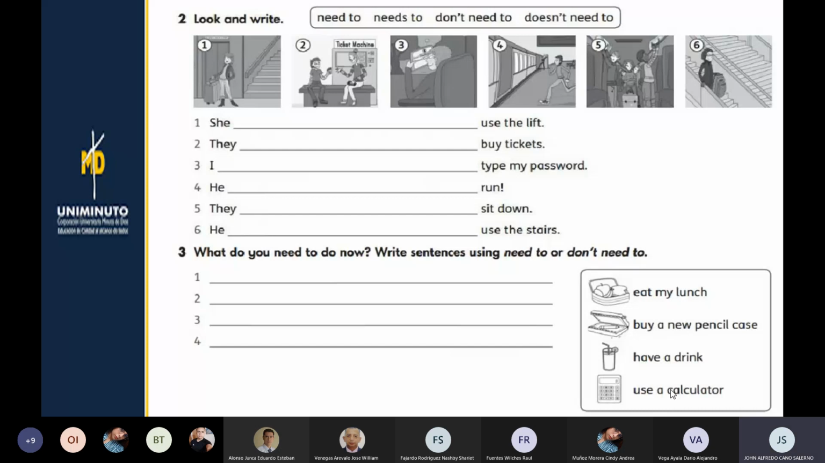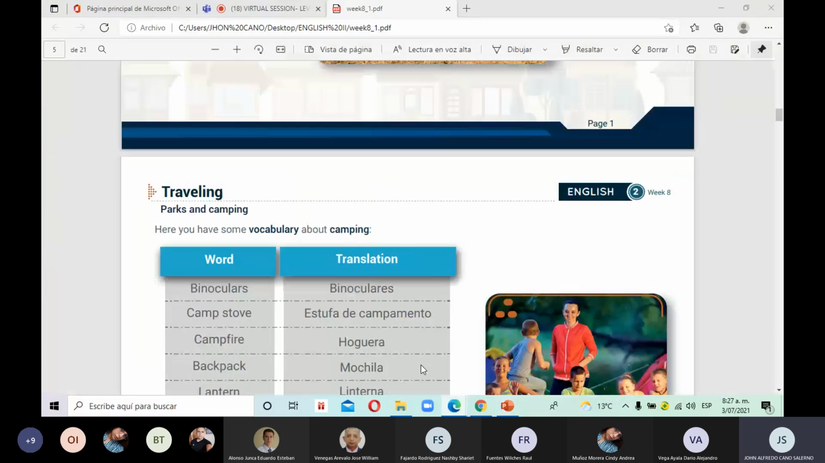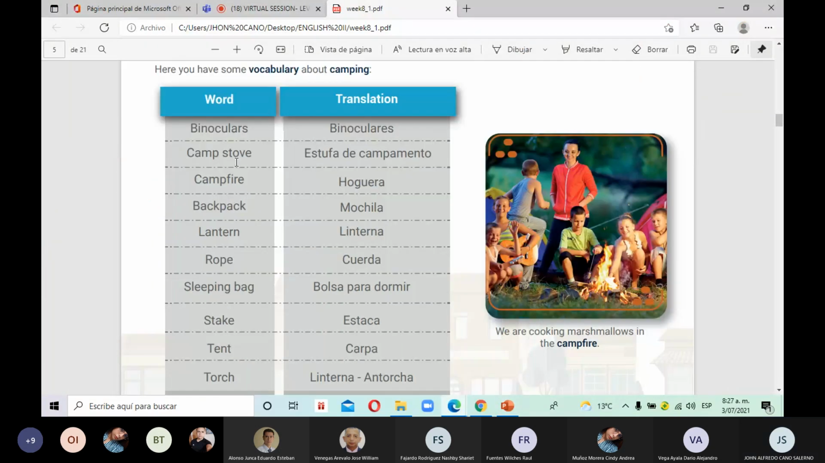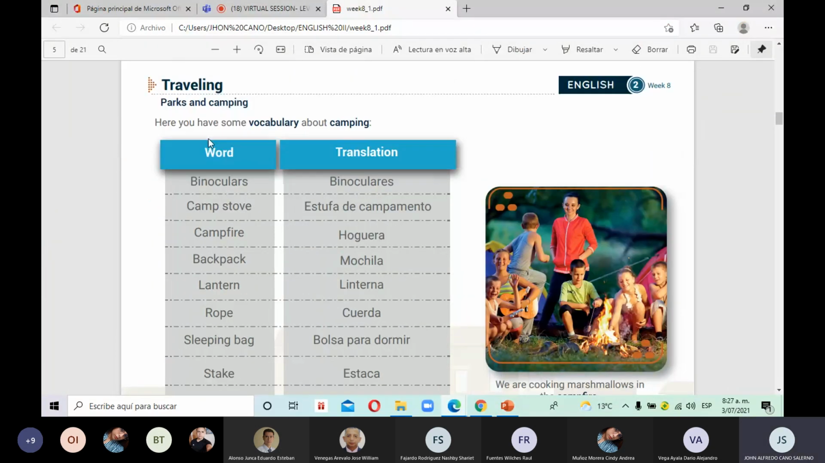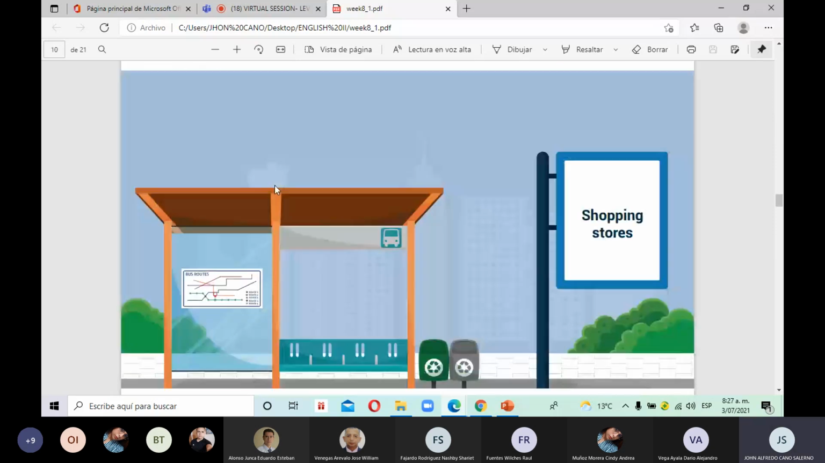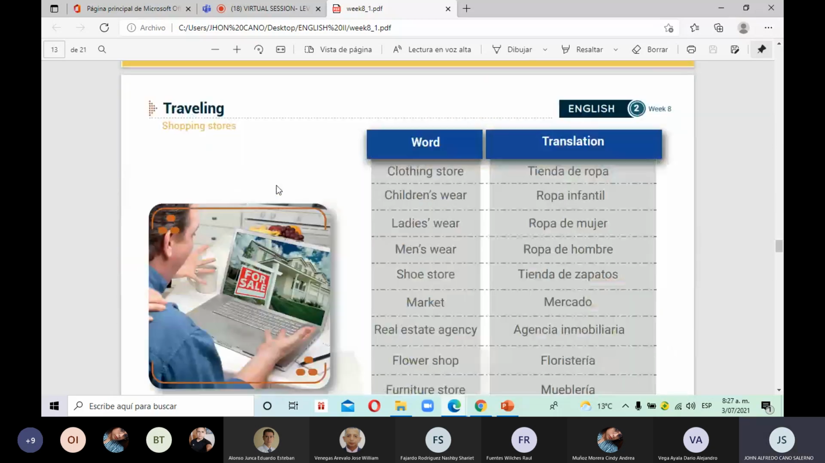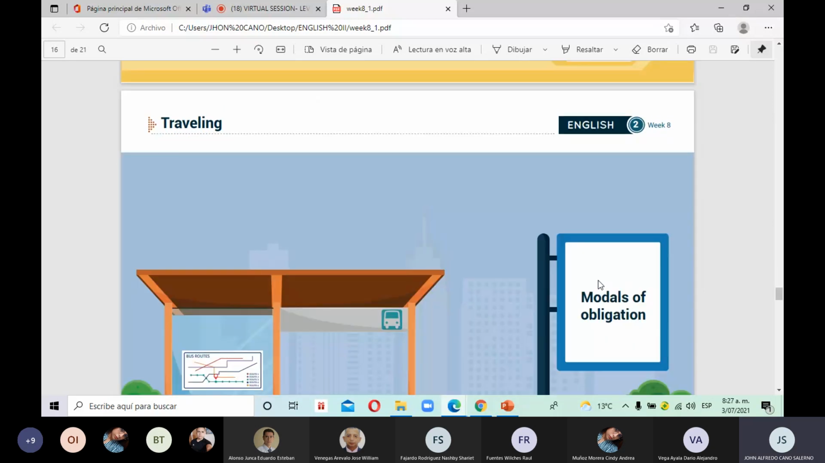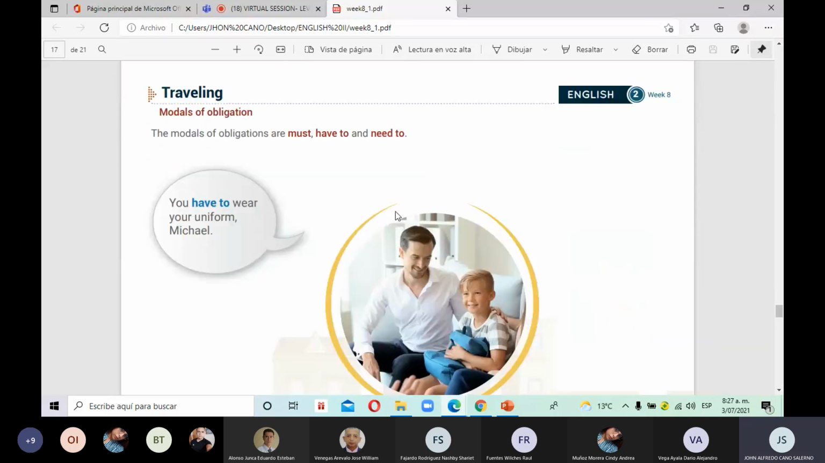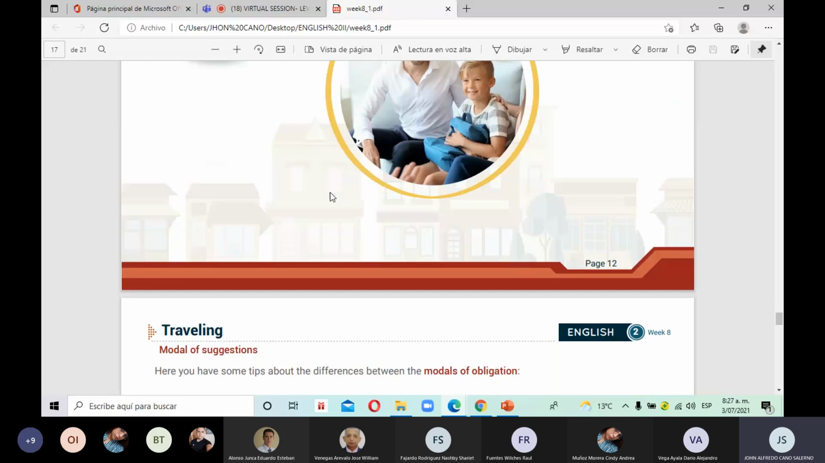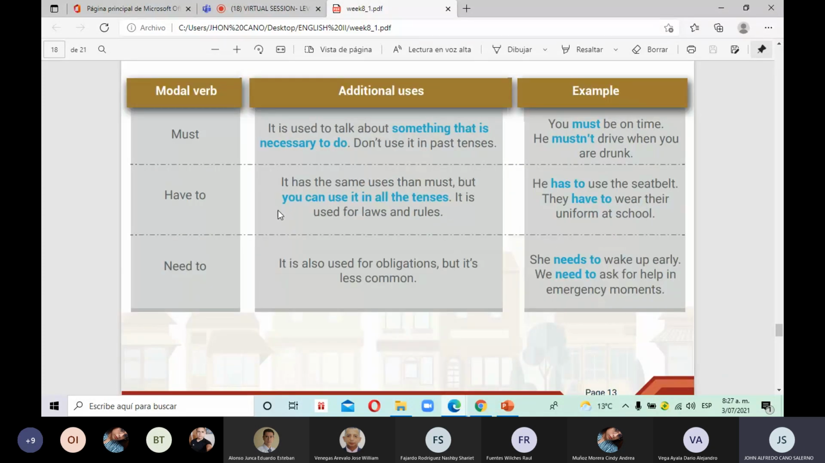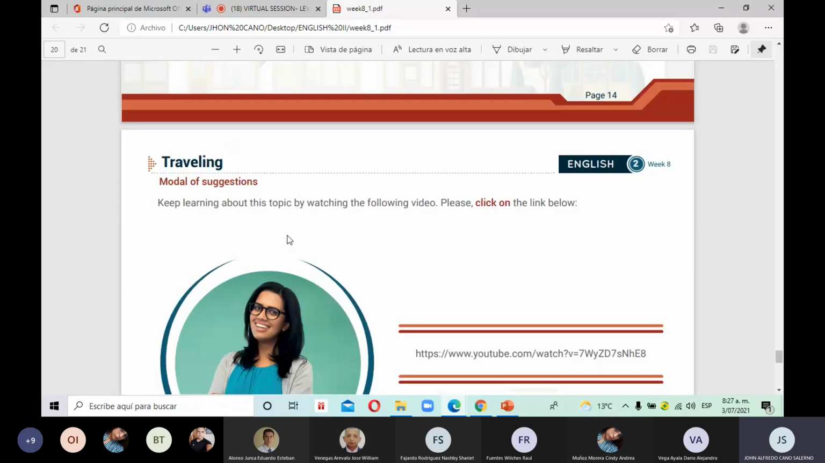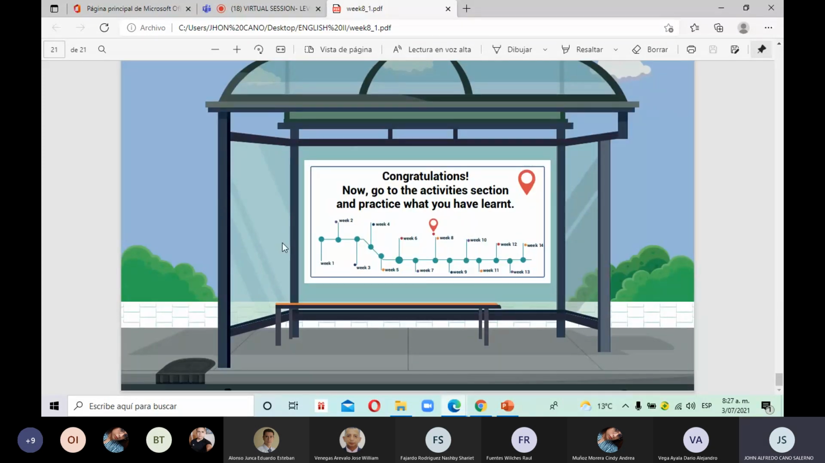Okay. Thank you. Good. So don't forget that you have to study this vocabulary. Study by yourself. Study this vocabulary. And here we have the models of obligation. So no problem because we talk about must, have to, and need to, okay, during the class. So no problem. This is the exercise in this week, so it's very easy.